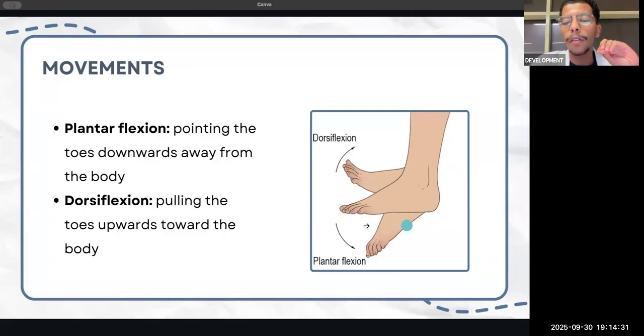Okay. Now, these two names are because this side of the foot is called the dorsum of the foot. This side of the foot is called the plantar side of the foot. But you don't have to know that. This is plantar flexion. This is dorsiflexion. Okay.